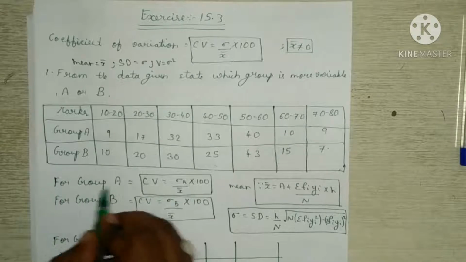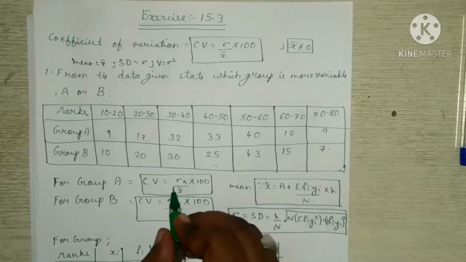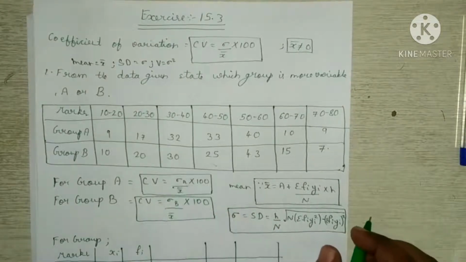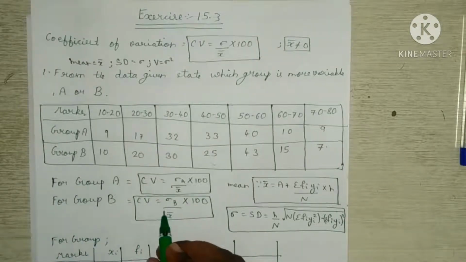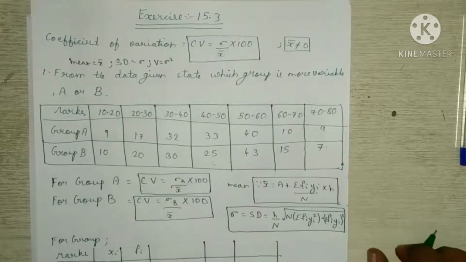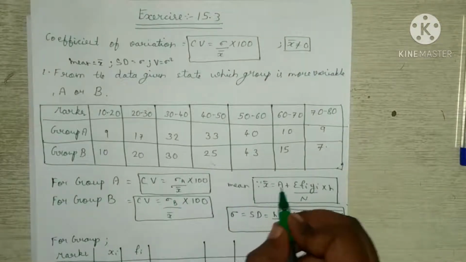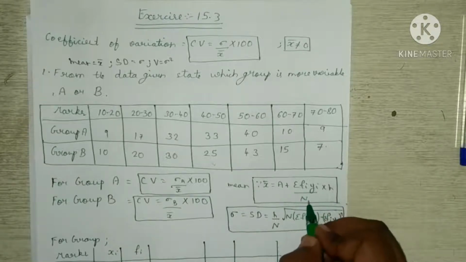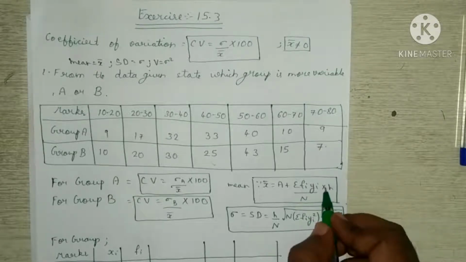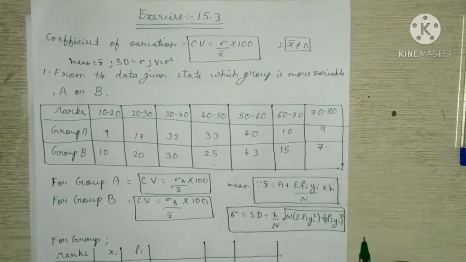For group A, CV is equal to sigma A into 100 by x bar. For group B, CV is equal to sigma B into 100 by x bar. X bar is nothing but the mean. The mean formula is a plus summation f into y by capital N, into h. Capital N is the sum of the frequencies, the total number of frequencies. H is nothing but the difference between two terms. A is the median class.